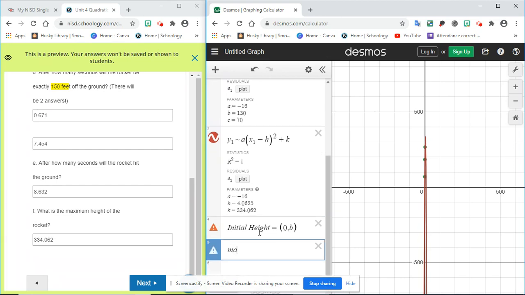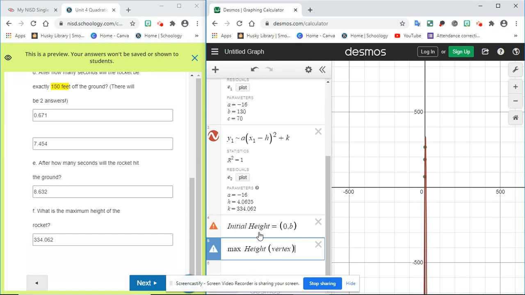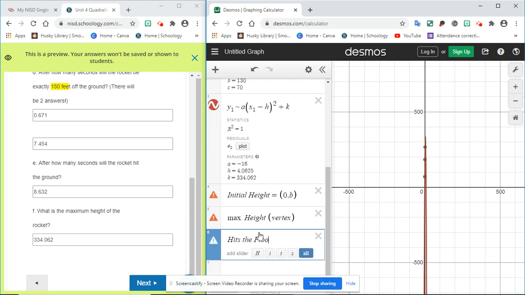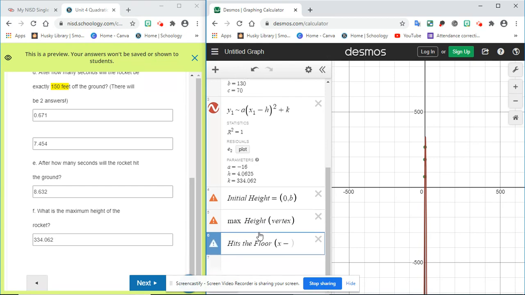The maximum height is the vertex. And when does it hit the floor? At the x-intercepts. So at number, comma 0, and the other one number, comma 0. The x-intercepts is when it hits the floor. The max height is the vertex, and the initial height is the y-intercept.